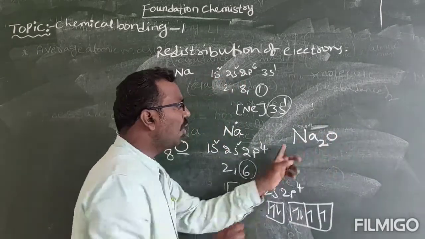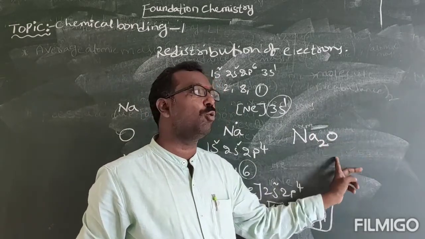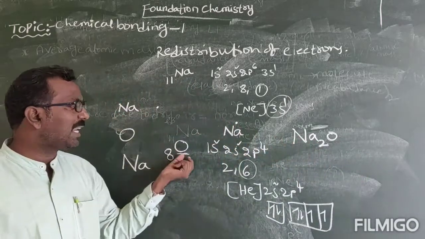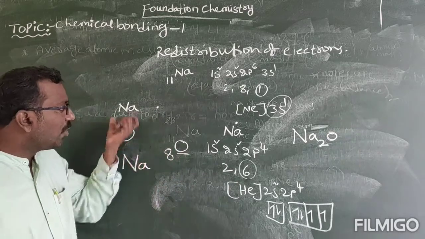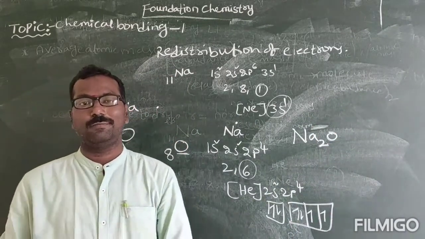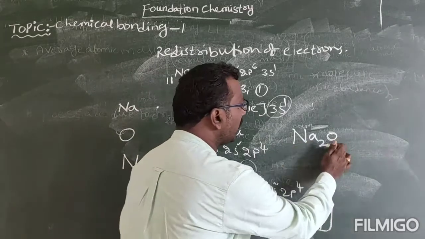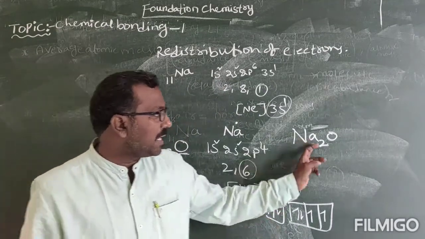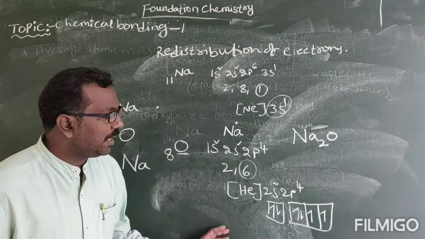Na2O, sodium oxide. Why Na2O? Means 1 sodium can give 1 electron only, but oxygen needs 2 electrons. So 2 sodiums will give 2 electrons to this and there will be a bonding. The redistribution of the electrons between 2 sodiums and 1 oxygen atom will result in the formation of Na2O, sodium oxide.